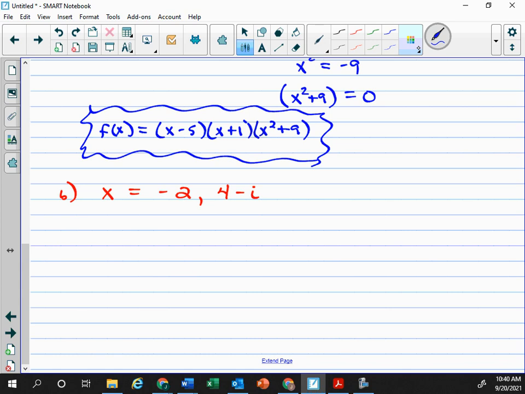So if 4 minus i is a solution, what's another solution that you know is here? 4 plus i. Okay, good. And now I'm going to walk through again the process I did on that last one. I know that x equals -2 is easy, and you're fine with that factor of x plus 2. You don't have to write that one out every time. I know you can do that. These imaginary ones, though, this one would be x equals 4 plus or minus i.